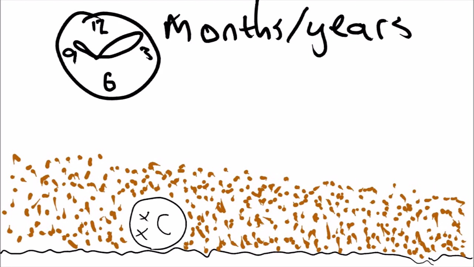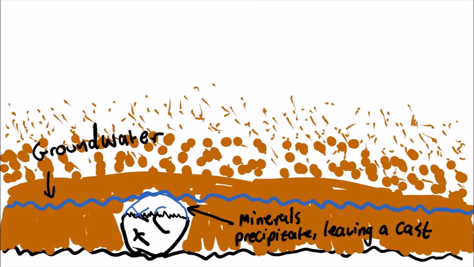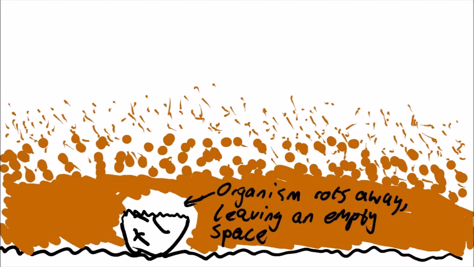While all this is happening, the dead organism doesn't just sit there. Eventually, it rots away and leaves an open space in the rock. This open space can be filled in with minerals precipitated from groundwater like calcium or silica. Or, if it isn't filled in, you end up with this mold of what the organism looked like from the outside.